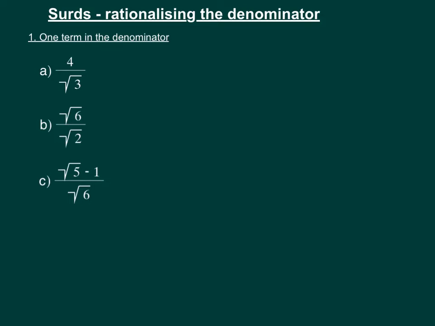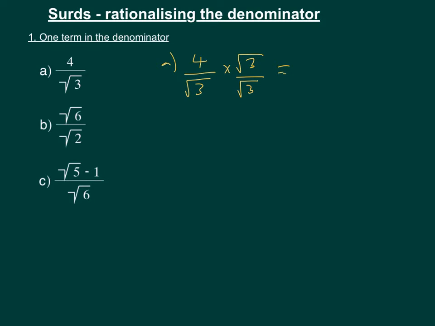rational number. So the way that we do that is, if we start with a, we've got 4 over root 3, and all we need to do is multiply top and bottom by root 3, by whatever the denominator is. So if we multiply top and bottom by root 3, we're not changing the value of 4 over root 3. We're just changing the numbers, because if we times something by root 3 and divide it by root 3, we're essentially not changing it at all. But it will rationalise the denominator.